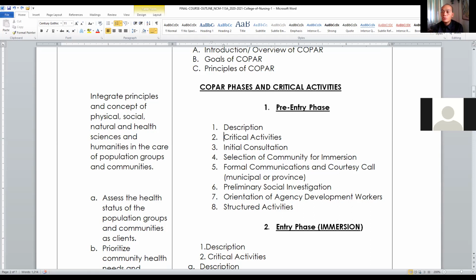So it is the school that chooses where the community is that the students will go for immersion, or kung saan kayo mag-duty talaga. For 18 years, according to our meeting yesterday, Kapangan has been one of the communities that we really dedicate ourselves to in terms of COPAR.